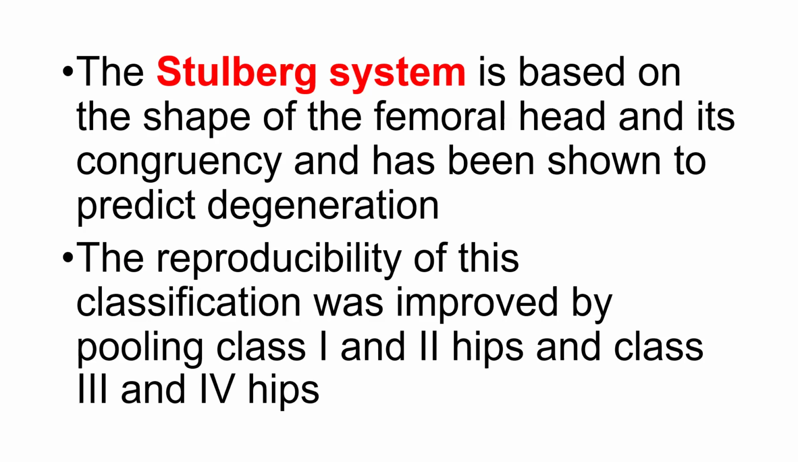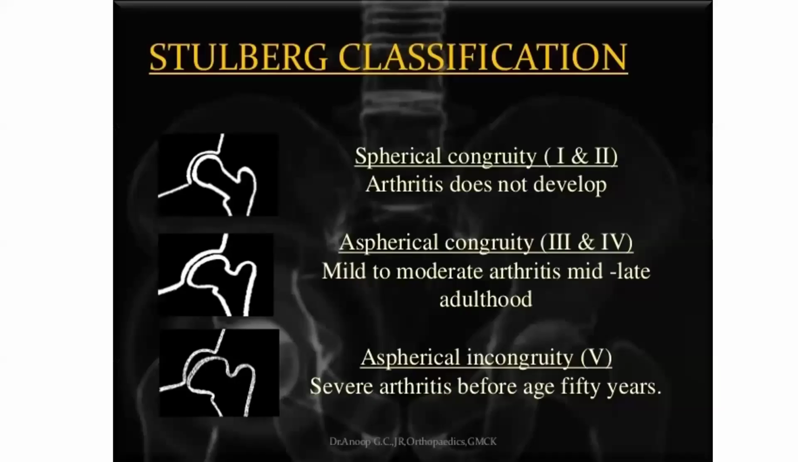This is the Stulberg classification. In class 1 and 2, you have a spherical congruity. Arthritis does not develop. In class 3 and 4, you have mild to moderate arthritis, and this occurs in mid to late adulthood, and aspherical incongruity in class 5, where you end up with severe osteoarthritis before the age of 50, and many of these end up by having a total hip replacement.